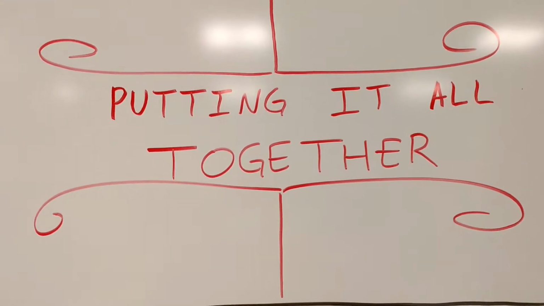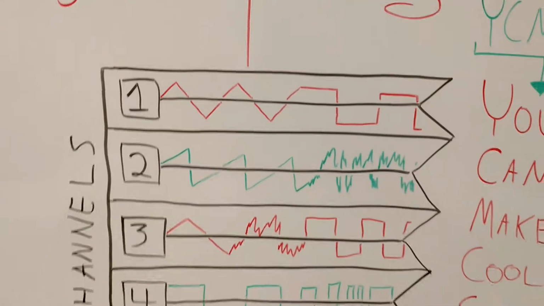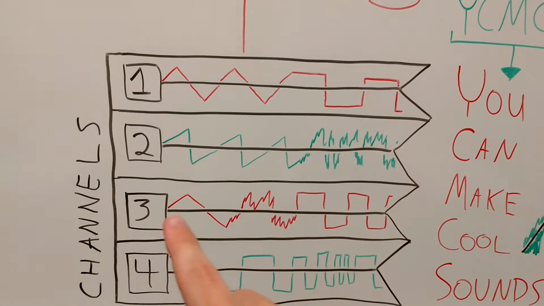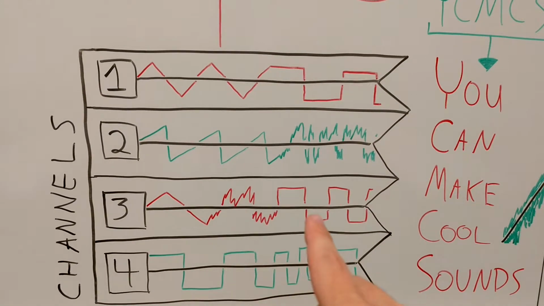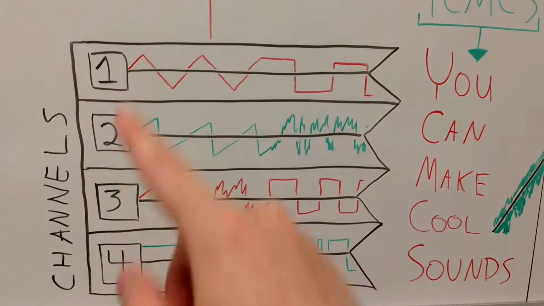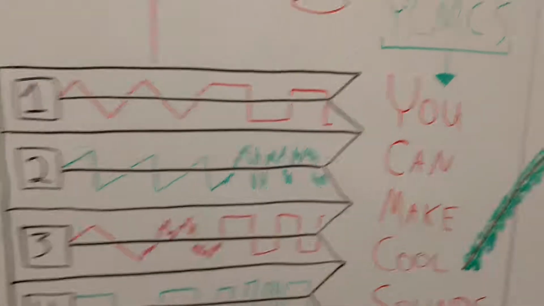Putting it all together, there are 4 channels in Bity-8. We can play 4 sounds at the same time. Quick example: triangle, square, sawtooth, noise, triangle, noise, square, square, but it's changing notes there. And just pretend all of these can be playing at the same time. And that's something that's possible in Bity-8.